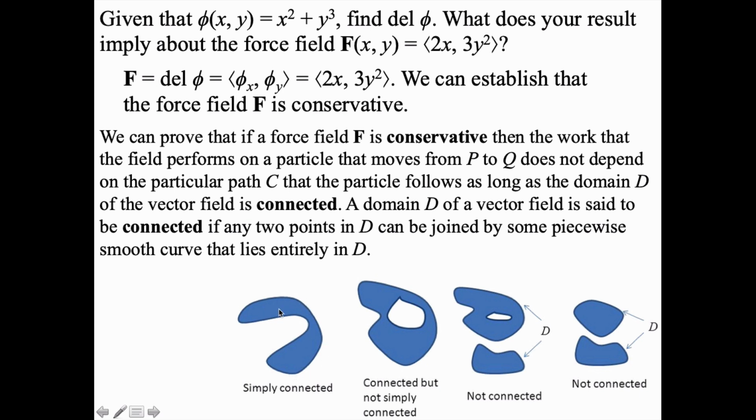So this region, although it's a little bent in this direction, if I was at a point down here and I wanted to get to a point over here, I could create a smooth curve that would get me there in that open region D. And that's what we mean by a connected domain. The vector field, rather, is described as being connected.